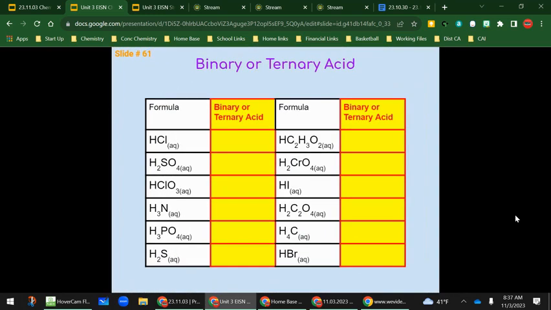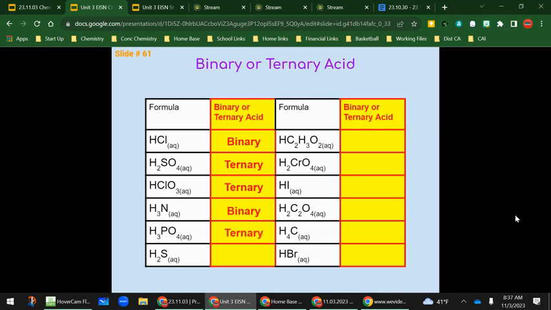HCl, binary or ternary? Why? Two capital letters. H2SO4, ternary. HClO3, ternary. By the way, these are all already what? Just so we're clear, acids. These are all already acids. The question is, are they binary or ternary? H3N, binary. H3PO4, ternary.